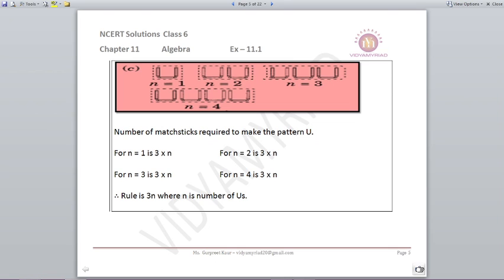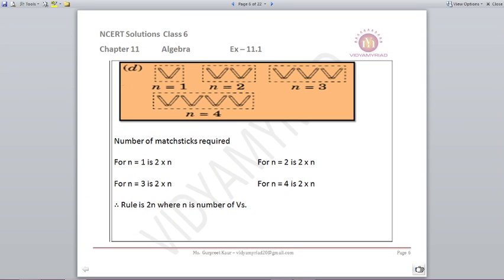For making U, if you see, we require 3 sticks. So for the first U, 2 U's, 3 U's, 4 U's, how many sticks are required? Again that will be multiplied by 3. So if I require to make 5 U's, for 1 U I want 3 sticks, so 3 multiplied by 5 will be 15 sticks. So that means the rule applied is 3n. So every time I will multiply with 3 for making the number of U's.